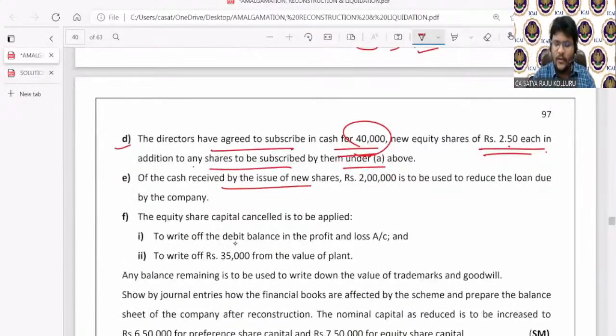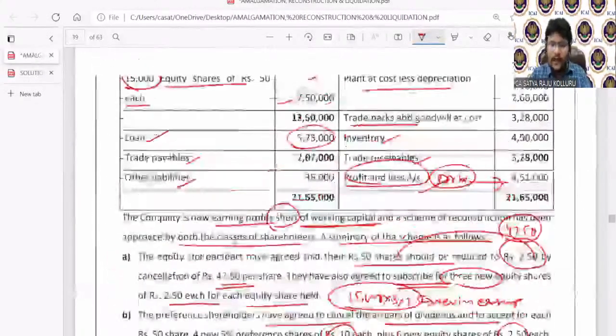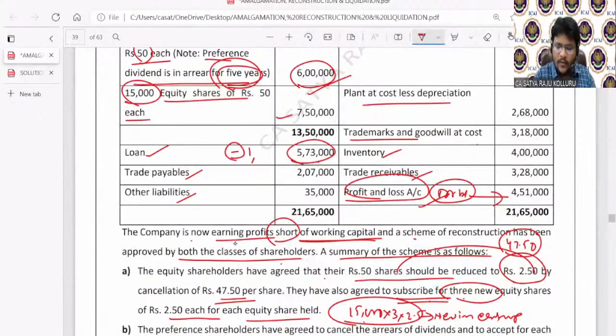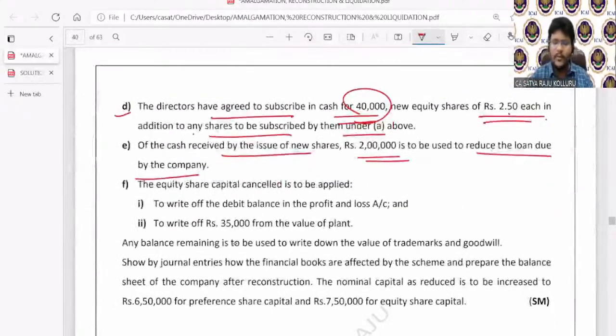Of the cash received by the issue of new shares, 2 lakh is to be used to reduce the loan due by the company. If you observe here, the total loan is 5,73,000. You already paid 1,50,000 by issuing equity and preference shares. Still, how much loan is there? 5,73,000 minus 1,50,000 means still I have 4,23,000 loan balance. Out of this 4,23,000, 2 lakhs we are repaying through payment of cash. Entry: loan account debit to cash account 2 lakhs. Still, how much balance is there under loan? 4,23,000 minus 2 lakhs means still 2,23,000 balance is there under loan account.